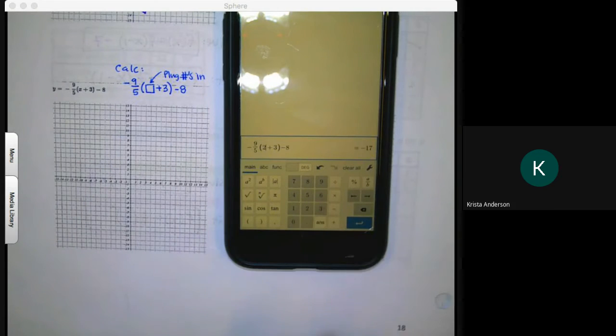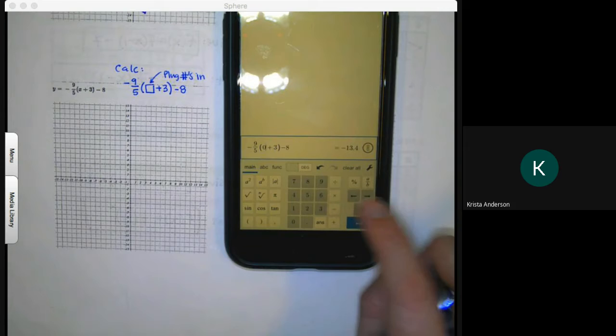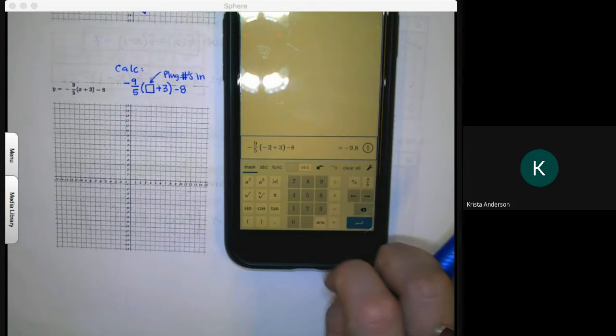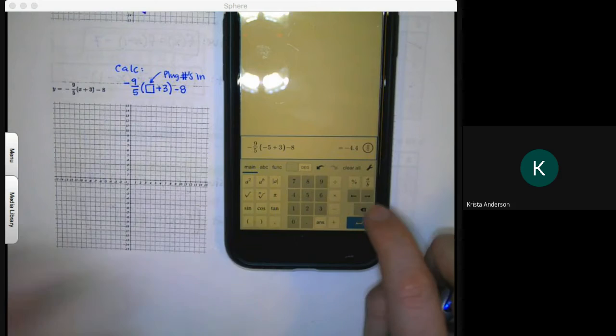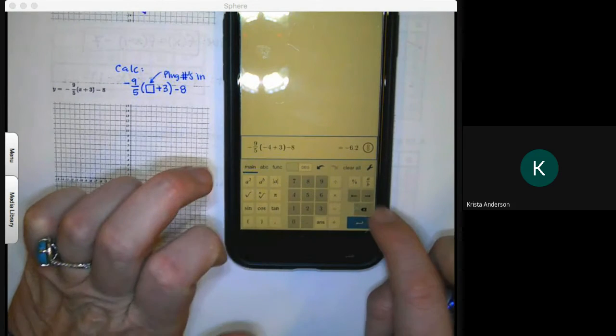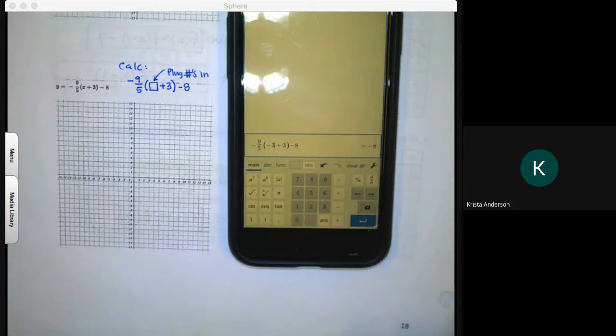2. -17 is too far off my graph. Can you see how it won't fit? So I'm just going to pick another number. 0. -13.4. Let's try another. -2, still a decimal. -5. -4. -3. Oh, -3 works.